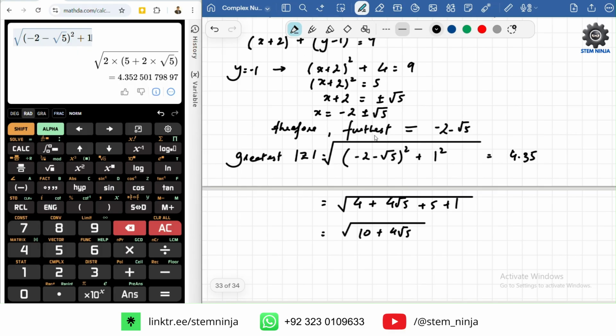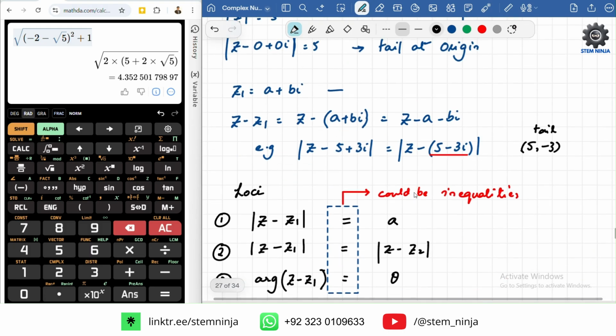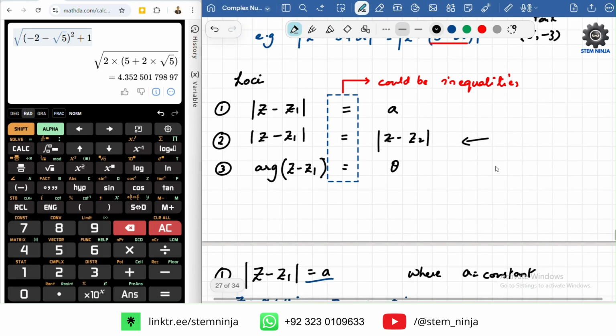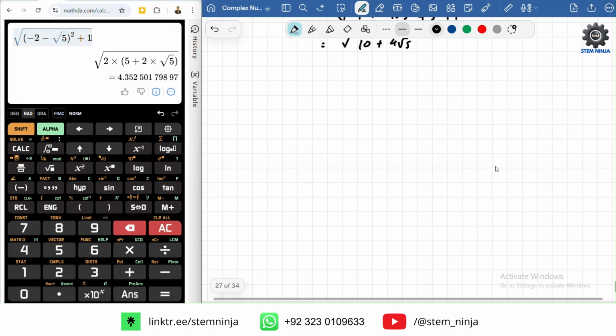Alright, so now let's look at the second point that we listed over here, this thing. Okay, so this is also an easy one, so we'll do some practice questions for this also.